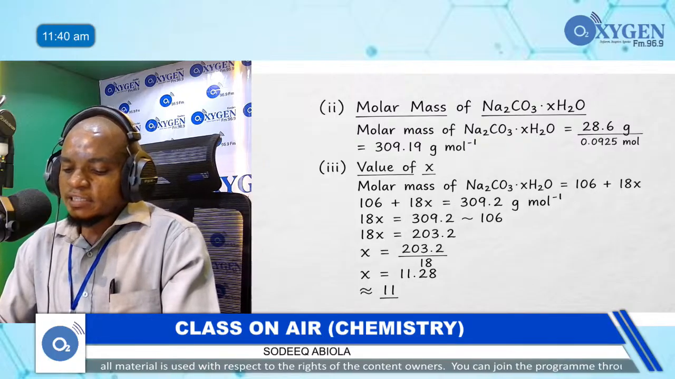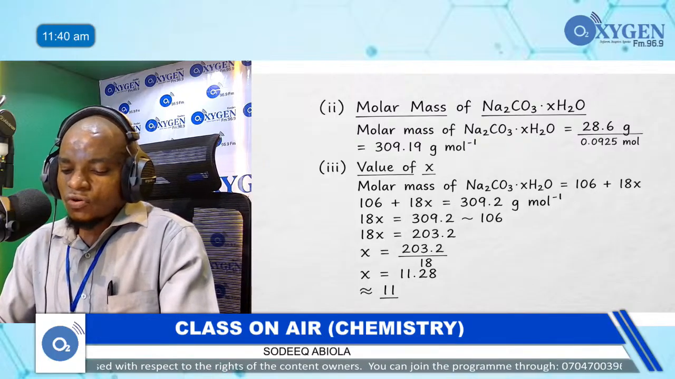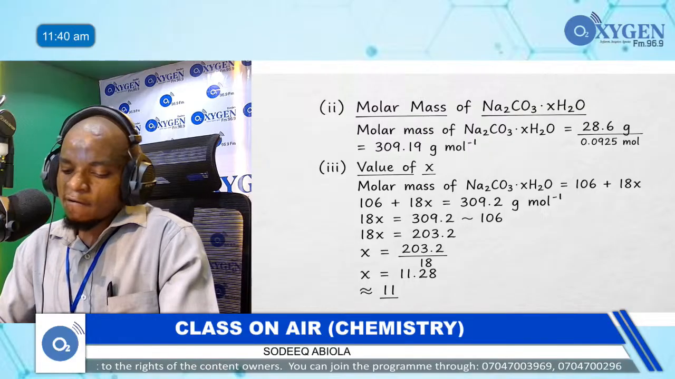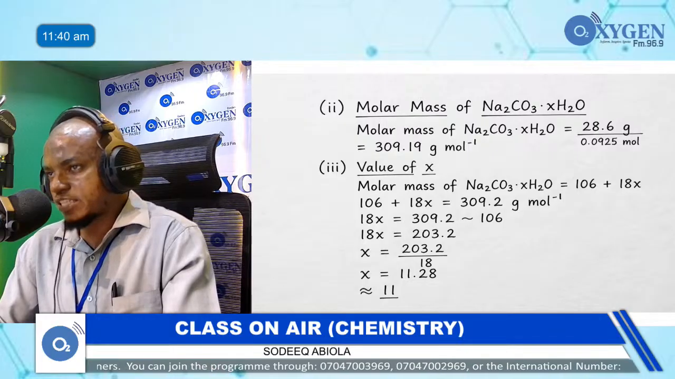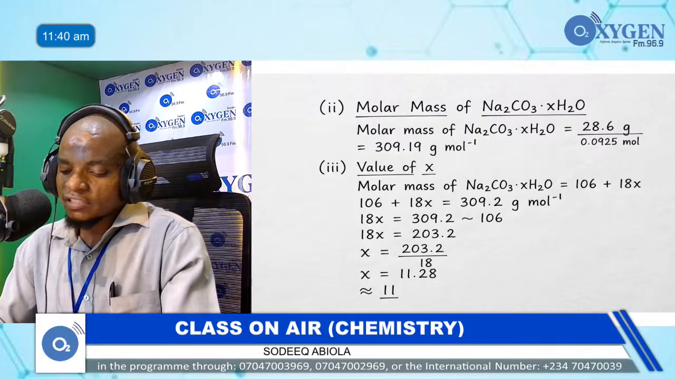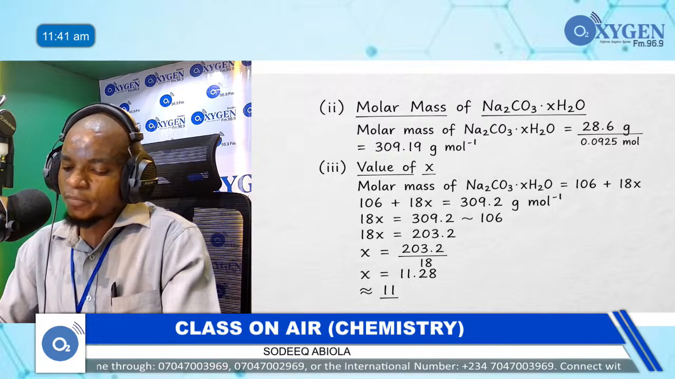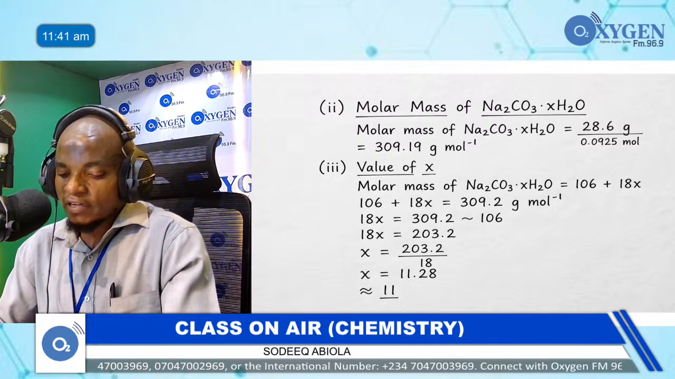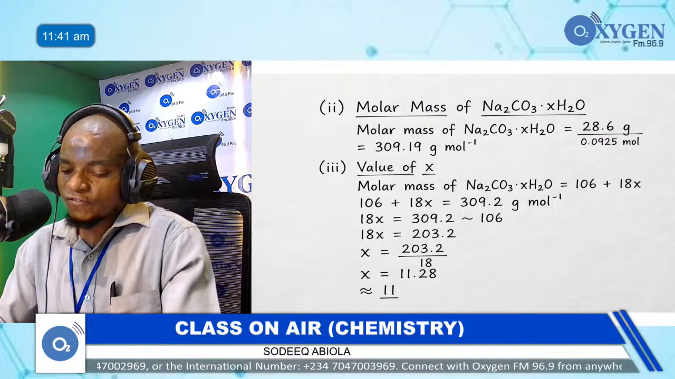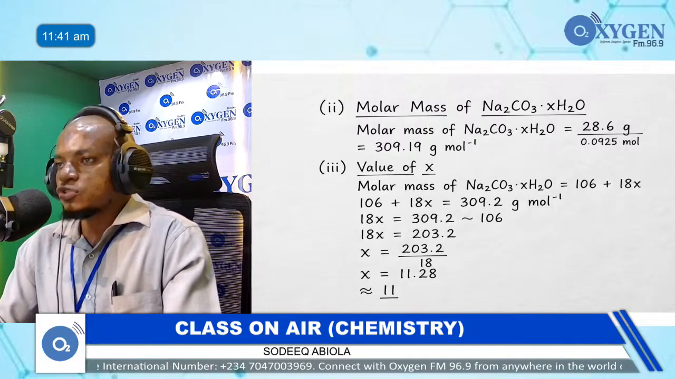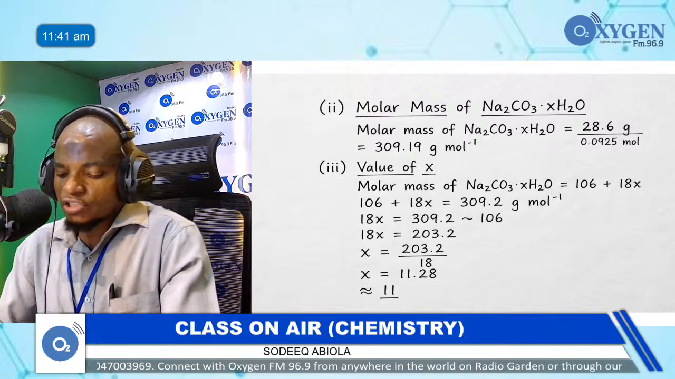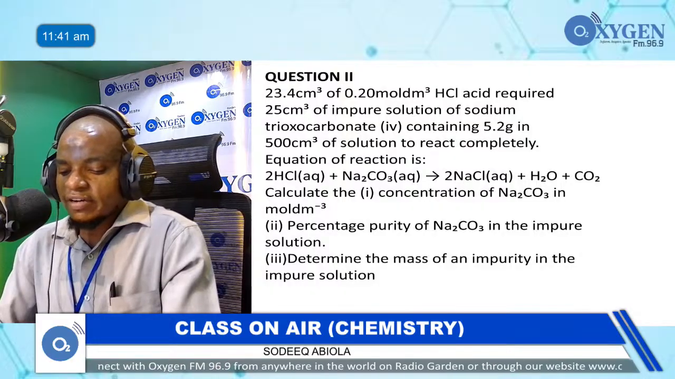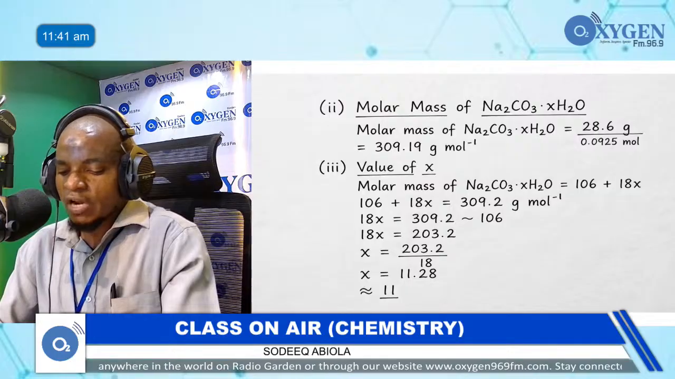Now from the calculated values, our mass concentration of our Na2CO3 is 28.6 gram per dm cube, while the molar concentration is 0.0925 mole per dm cube. So the per dm cube will cancel per dm cube. So then if we do the evaluation, we are going to get 309.19 gram per mole. So that is the value of our molar mass.